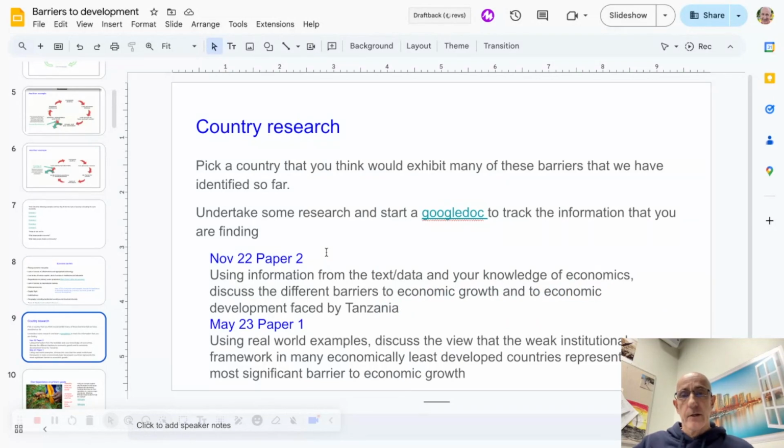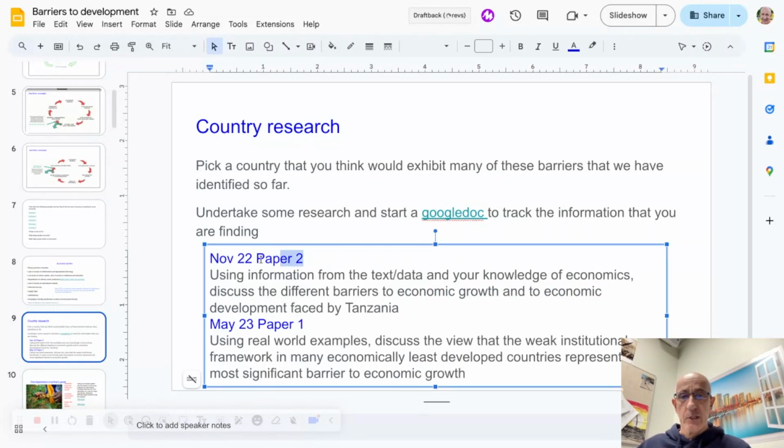Just to show you on this slide, there's two examples here of questions. There's this one from November 22, Paper 2, and as I say, this is probably the most common place that you'll find a question about this particular section of the syllabus. So this one was about Tanzania. A very typical question, knowledge of economics, information from the text. Discuss the different barriers to economic growth and to economic development. So it's often growth and development in Paper 2. If you watch my video on Paper 2, you'll see me go into that in a bit more detail. But this one's specifically focused on the different barriers that Tanzania faces from the case study material that you're given.